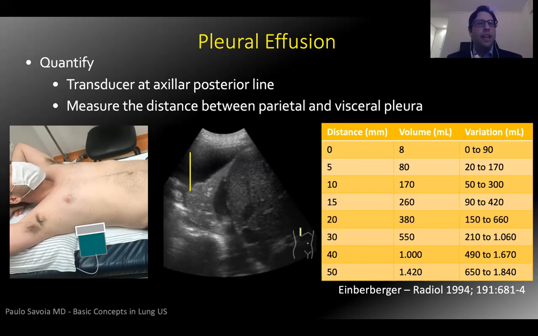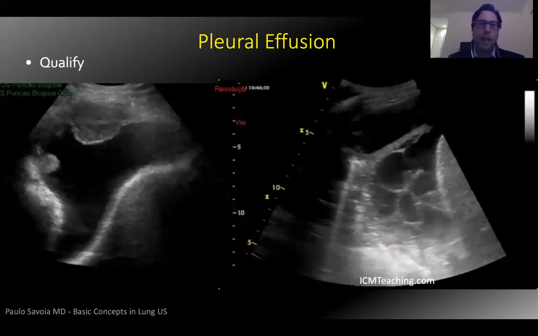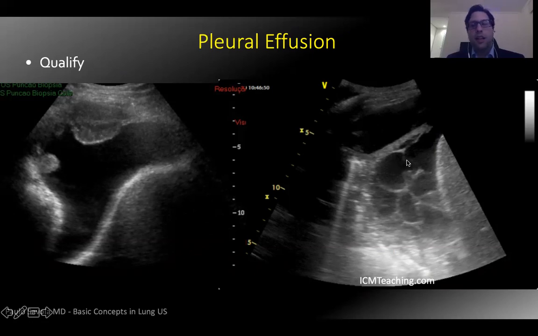Here in Brazil, we tend only to subjectively classify in small, moderate, or big. We do not give an exact volume, okay? So to qualify, pleural effusion ultrasound is good. Here an example of nodules in the pleura. This is an example of metastasis. You can also see septa within pleural effusion, which is important to know, because if you're going to puncture this, you have to break the septums.